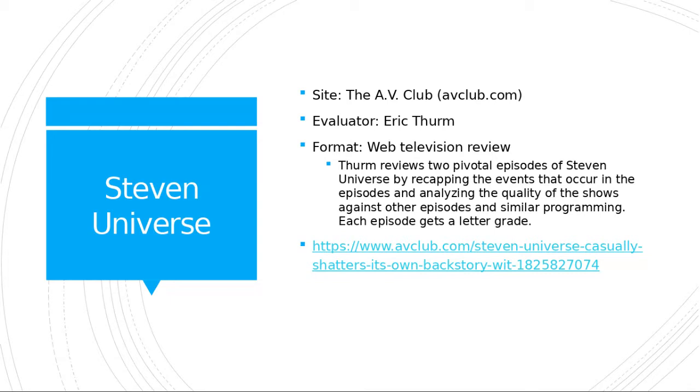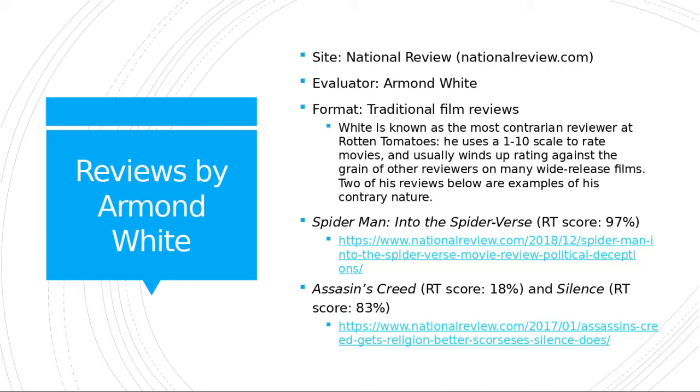And then the last two were two movie reviews by Armand White, written for National Review. You may remember me talking about Armand White in the lecture. He is the contrarian critic who typically goes against what every other critic on Rotten Tomatoes says about movies. So the two reviews that I gave you were examples of him doing exactly that, for films that have pretty strong one way or the other Rotten Tomatoes scores.